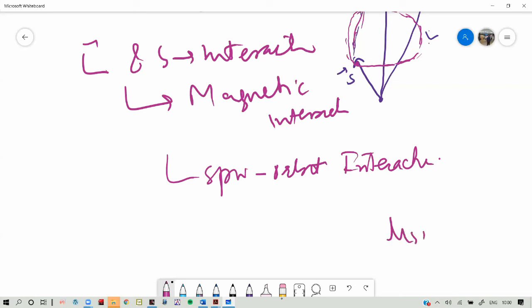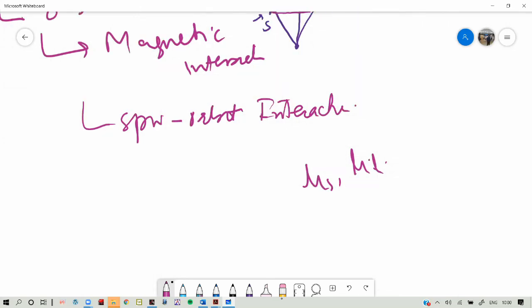One is mu S, one is mu L. The dipole moment of the spin magnetic moment and the dipole moment of the orbital magnetic dipole. In both cases, we are treating the electron as a dipole. That is how we got the magnetic dipole moments. So this mu S will interact with mu L. Likewise, mu L will interact with mu S. In both cases, we can see one dipole under the influence of the magnetic field from the other dipole. Are you able to understand?